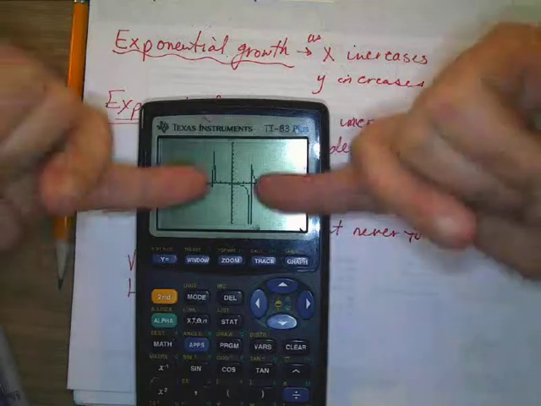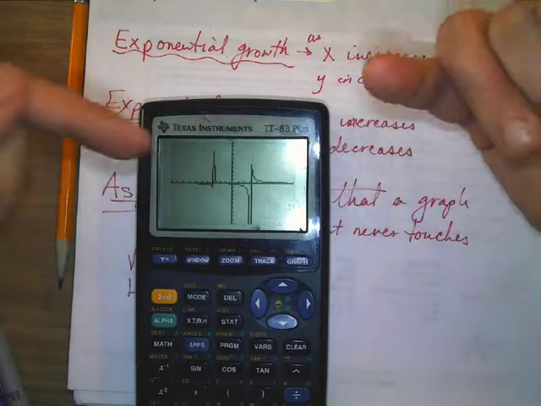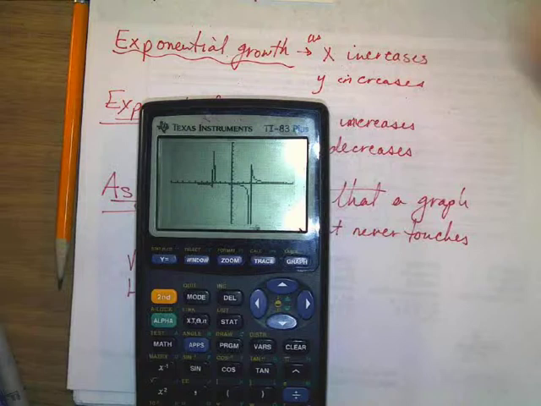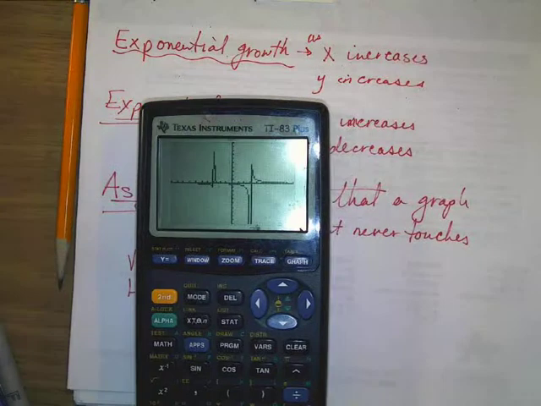So these little things look like heart monitor traces, right? That's what they look like. Those are vertical asymptotes, actually. This calculator is an older style. Newer calculators won't actually draw the little asymptote in there.